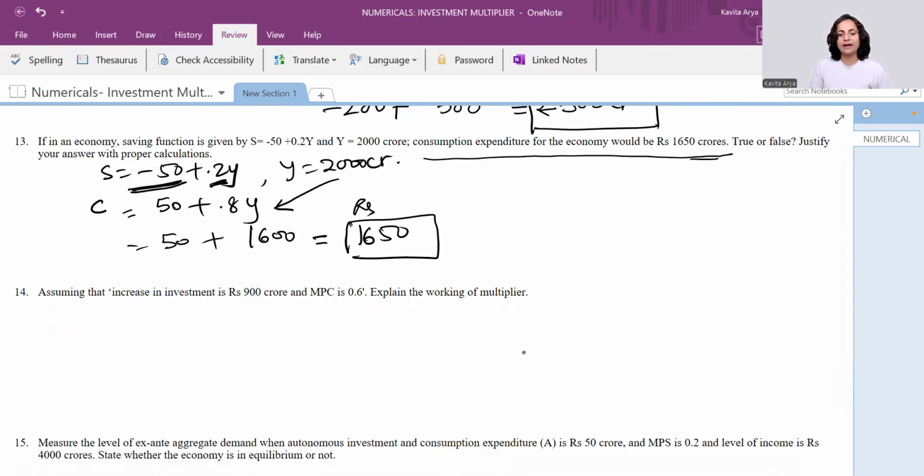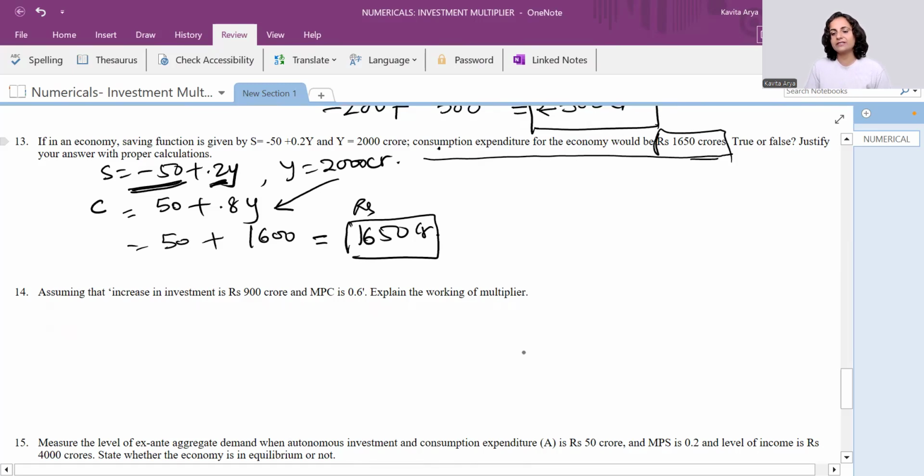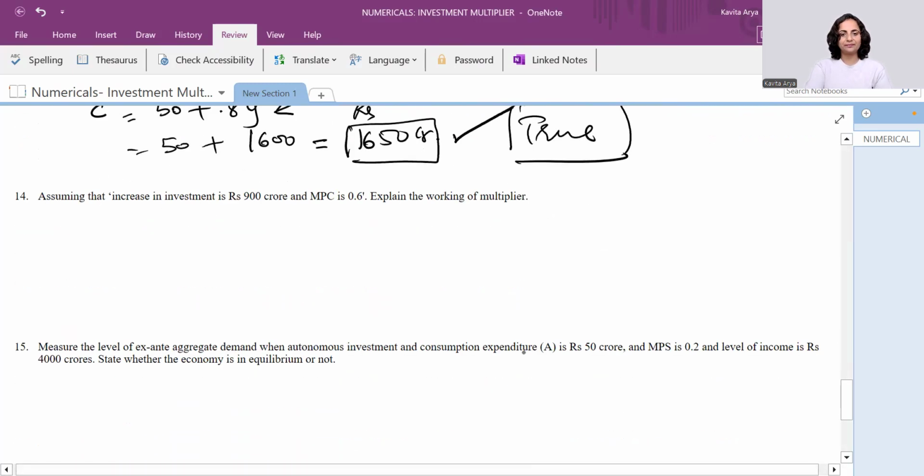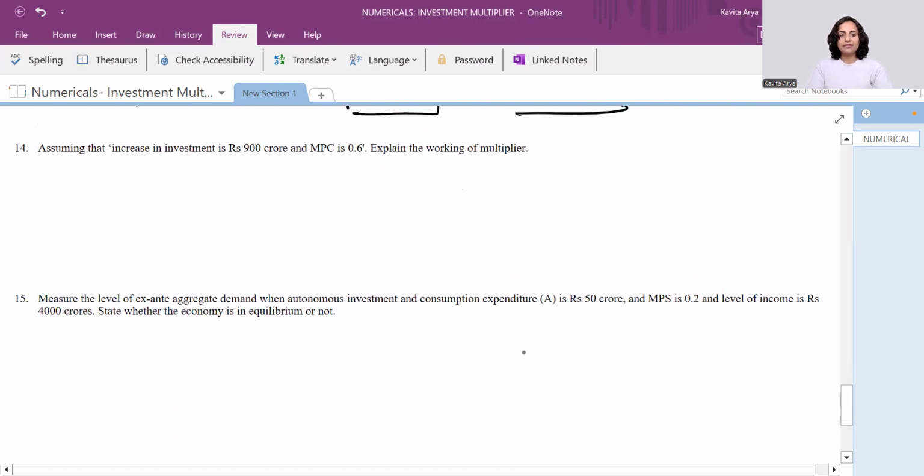This is in rupees crores. So they say consumption at this data is 1650. Is it true or false? Yes, this is true, and we have just tried to show it with the proper calculations. Now, I have willingly taken this hilarious figure because we most often take the multiples of 10, 5. But the point is, if this type of question comes to you, how would you manage?